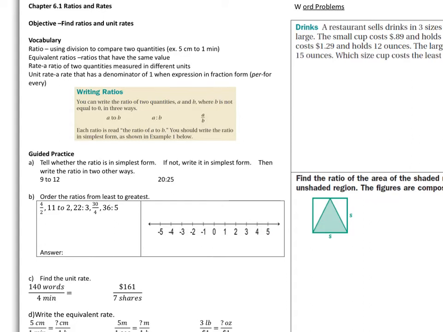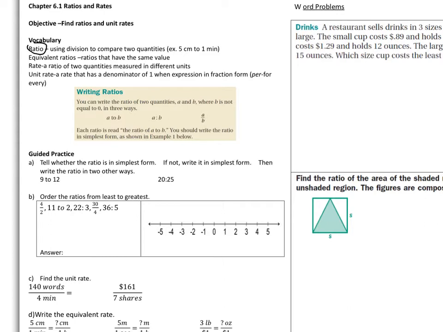6.1 Ratios and rates. Objective: find the ratio and unit rates. Okay, let's first focus on the first vocabulary word, ratio. It just means using division to compare two quantities, such as 5 centimeters to 1 minute.